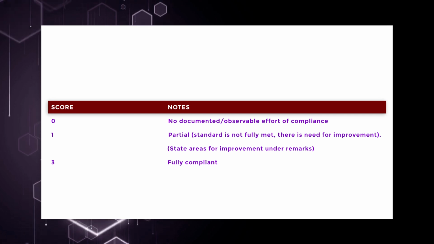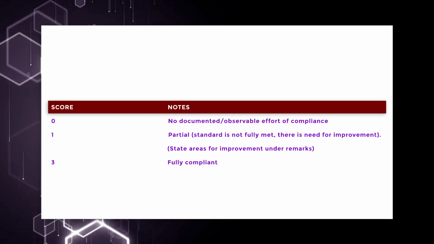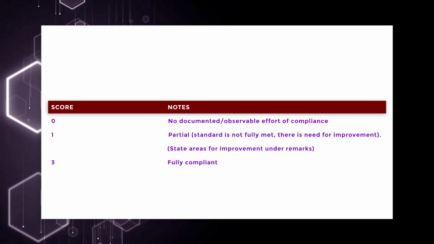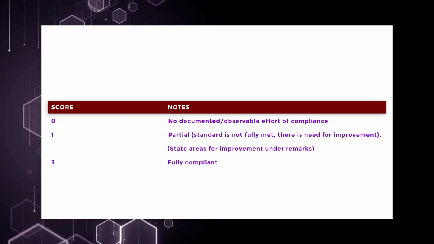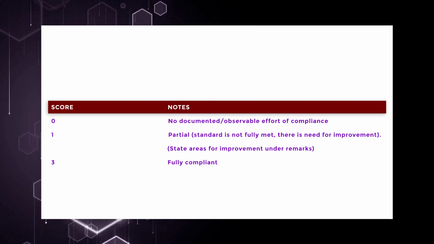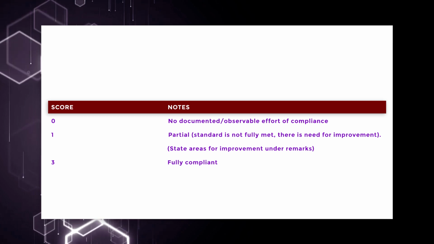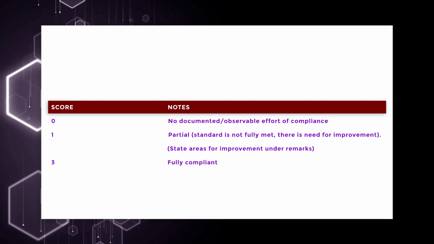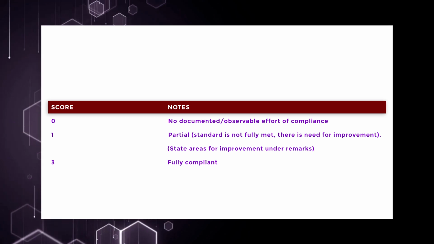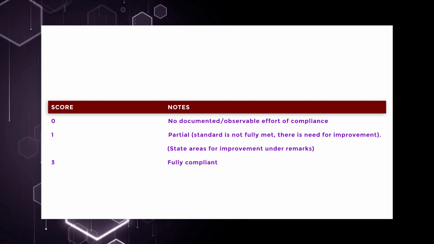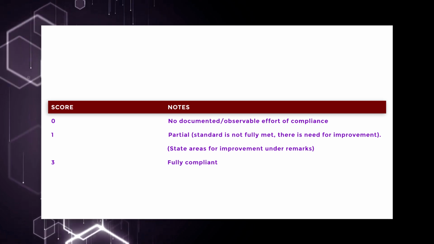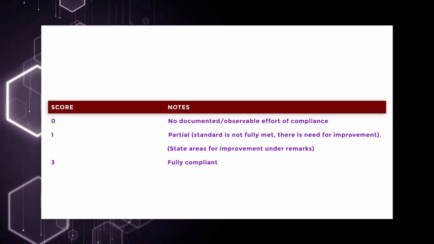When we talk about 0, there is no document, there is no effort to put this standard in place. That's where we give you a 0. When we say 1, the standard is partially met. There is a standard in place, but implementation is not there. Or you're implementing this thing, but there is no standard written in place. And then finally 3, which shows that you are fully compliant.